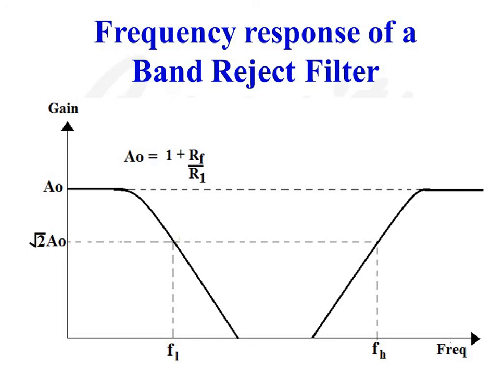And when frequency of the input signal is greater than FH, output of the op-amp A2 is equal to Vin dash, and output of op-amp A1 is equal to 0. So output of the non-inverting two-input summing amplifier is equal to Vin dash. So here we can say that all frequencies between FL and FH are rejected by the wide band reject filter.